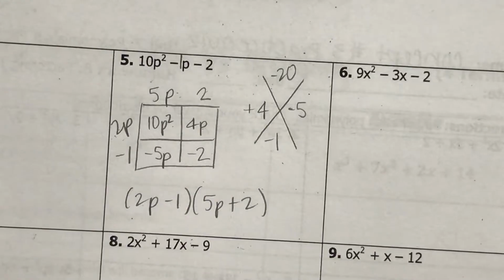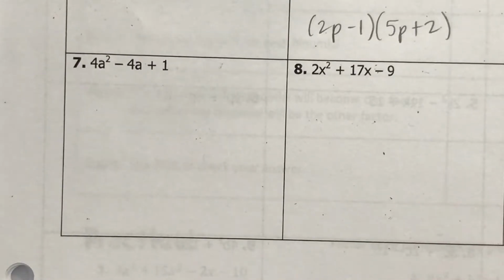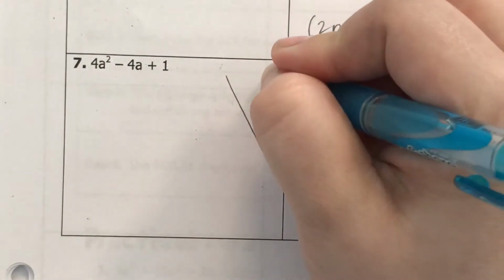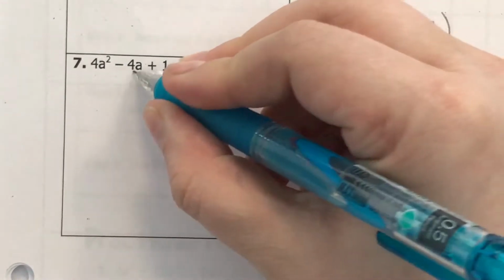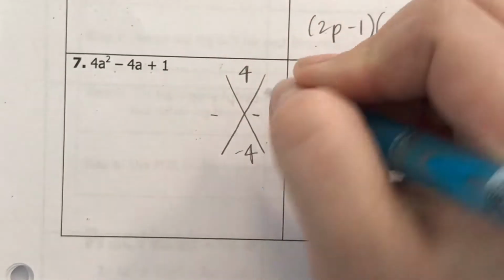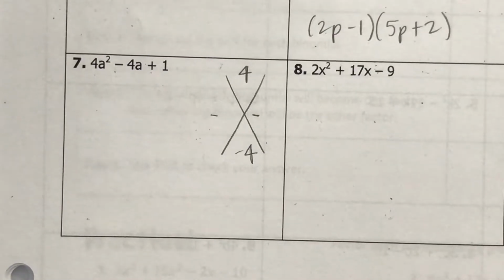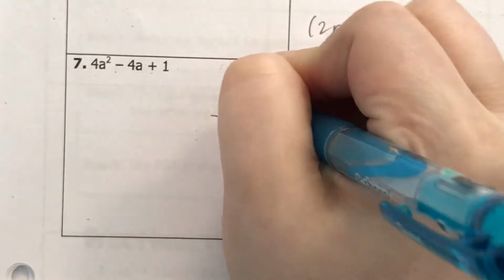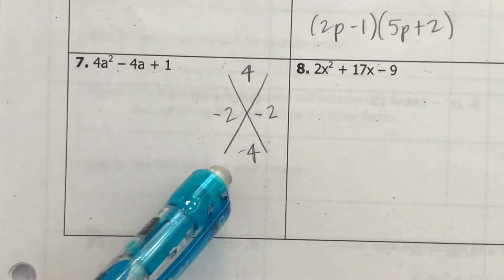Okay? We only have a few more left to do. Okay. This time we're multiplying to 4 and we're adding to -4. Remember, if this is positive and this is negative, I'm going to have two negatives. The only two numbers that both add to 4 and multiply to 4 are 2 and 2. And they're both negative because they're adding to a negative number.